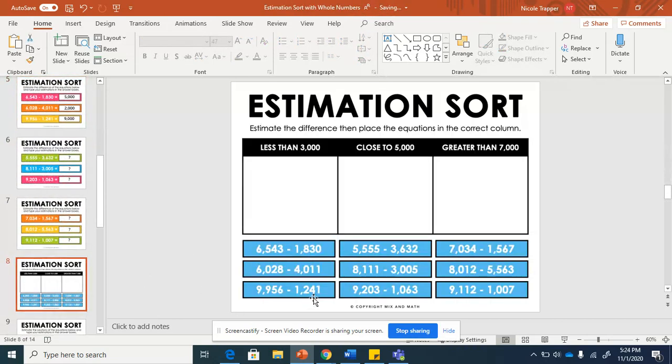We'll go down to the one with the matching again. We're going to estimate the difference and put them in the correct column. So they're less than 3,000, close to 5,000, greater than 7,000. I'll do the first one.